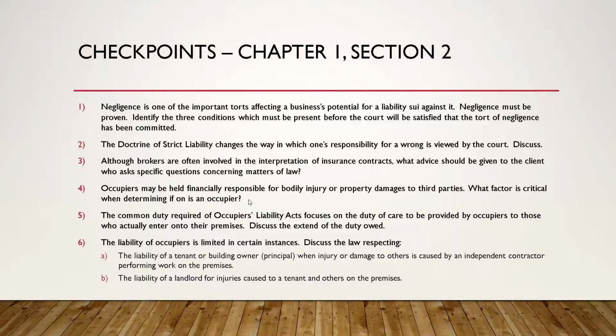Good question. I missed that one. What about 6B? So the liability of a landlord for injuries caused to a tenant and others on the premises. So the landlord is liable in single occupancy buildings for injuries to tenants or their customers caused by the unsafe conditions of the premises. And the exceptions are, hold on, I'm just trying to read how they have this and they don't have it worded very well.